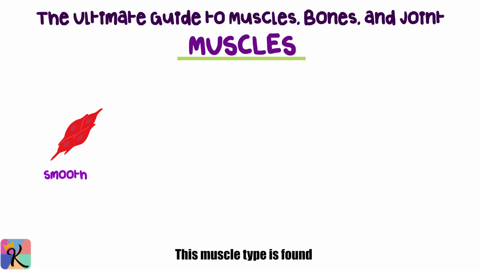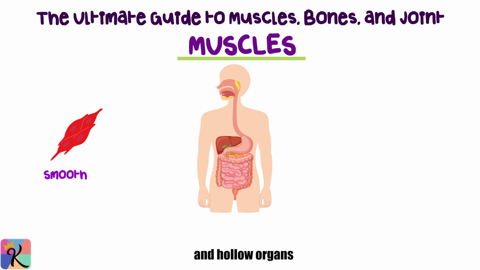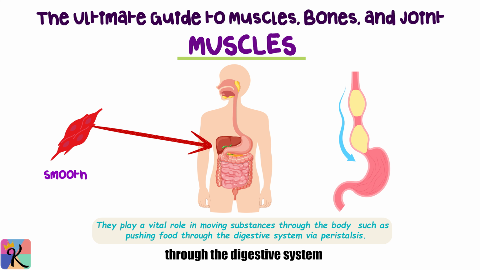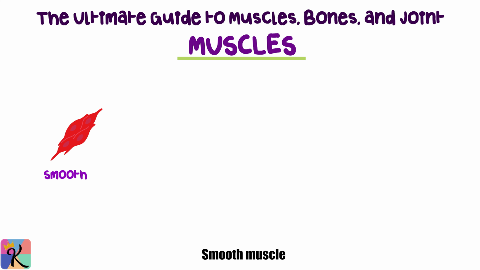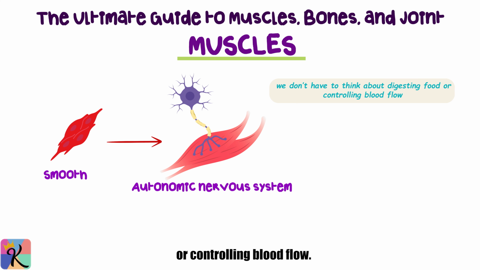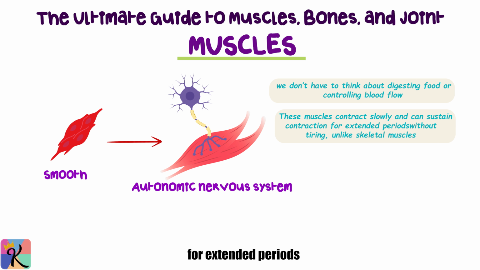This muscle type is found in the walls of blood vessels and hollow organs, like the stomach and intestines. Smooth muscle cells are spindle-shaped and, like cardiac muscle, are also involuntary. They play a vital role in moving substances through the body, such as pushing food through the digestive system via peristalsis. Smooth muscle contraction is controlled by the autonomic nervous system, meaning we don't have to think about digesting food or controlling blood flow. These muscles contract slowly and can sustain contraction for extended periods without tiring, unlike skeletal muscles.